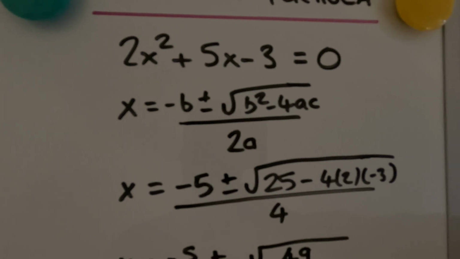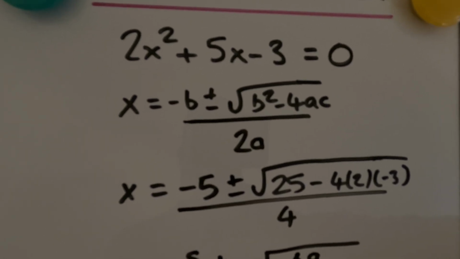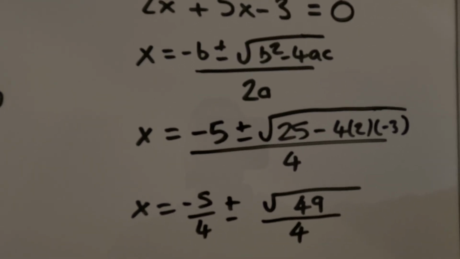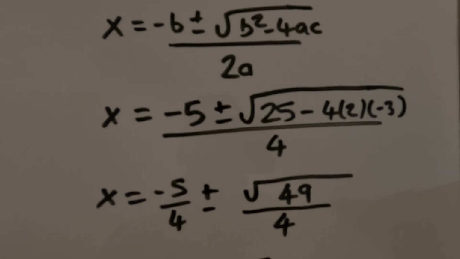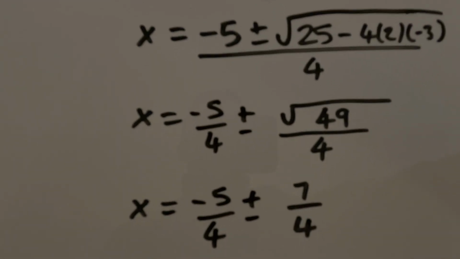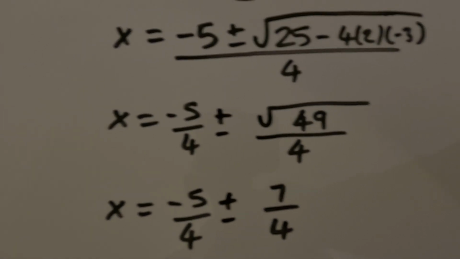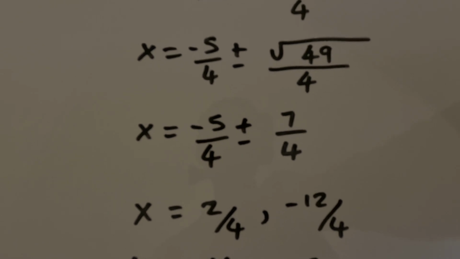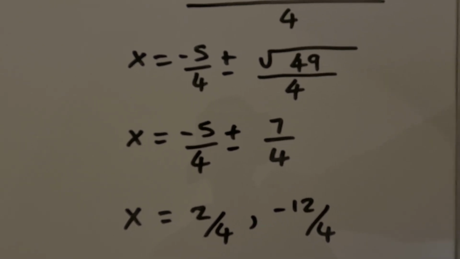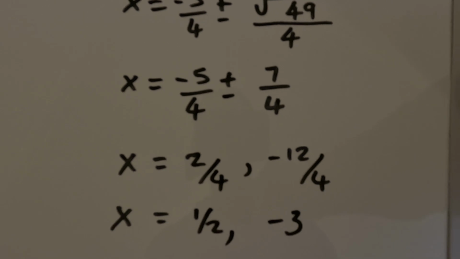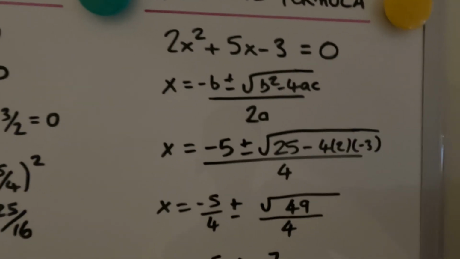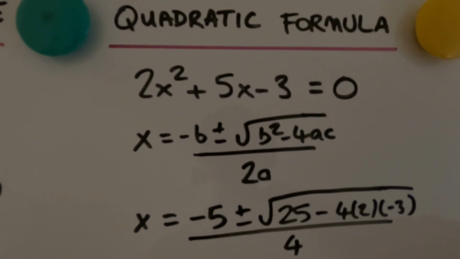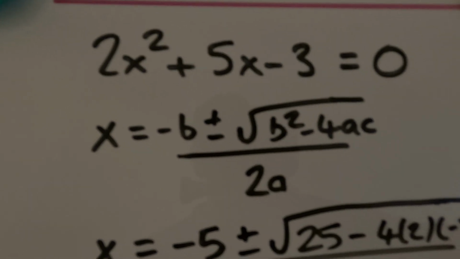So plug those in. X equals minus 5 plus or minus the square root of 25 minus 4 times 2 times minus 3 all over 4. X equals minus 5 over 4 plus or minus the square root of 49 all over 4. X equals minus 5 over 4 plus or minus 7 over 4. Square root of 49 is 7, obviously. So x is equal to 2 over 4 or minus 12 over 4. So x is equal to a half or minus 3. So again, pretty fast, similar to factorization, quite quick. Once you know the formula, you're done, pretty much done. You just plug in values in, very easy.